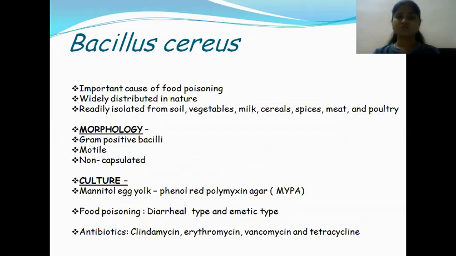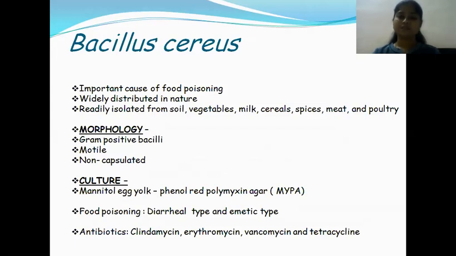Bacillus cereus is also a gram-positive bacilli. It is motile, but it is non-capsulated. Bacillus cereus grows on a medium called mannitol egg yolk phenol red polymyxin agar. Bacillus cereus produces the diarrheal type or the emetic type of food poisoning.